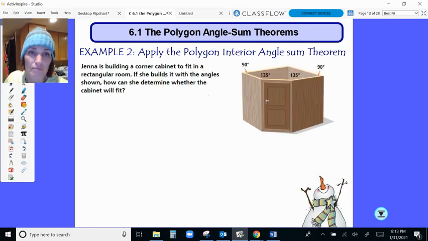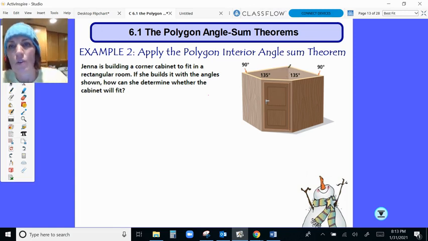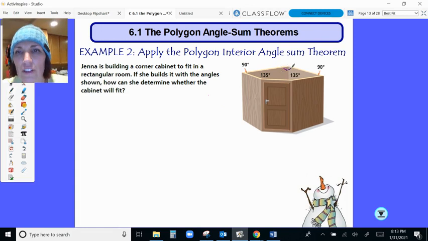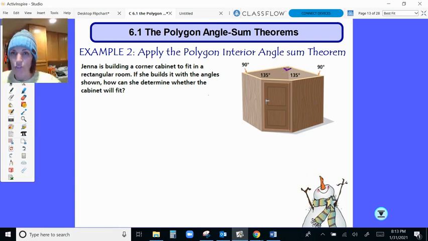Jen is building a corner cabinet to fit in a rectangular room. If she builds it with the angles shown, how can she determine whether it will fit or not? Well, we want this to be 90 degrees, right? Because that's how it's going to fit in the corner of the room. We have to check and see if that's going to be 90 degrees.